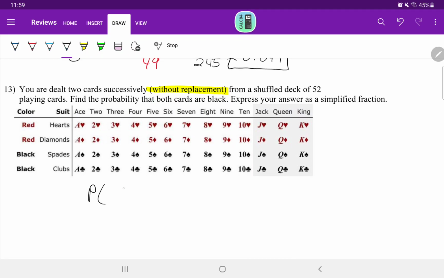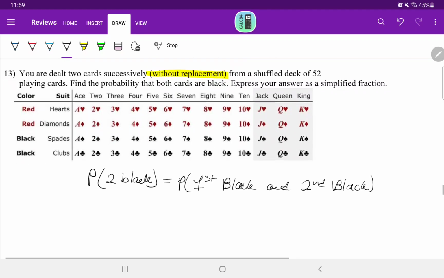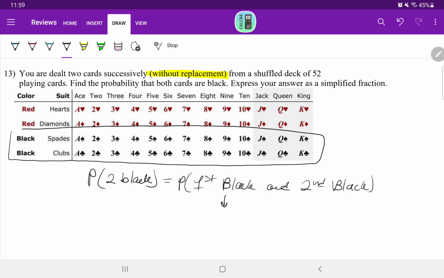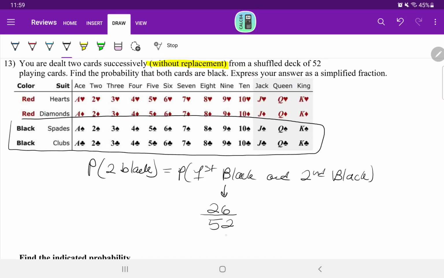So if you want to find a probability of selecting 2 black cards, that equals the probability the first card is black and the second card is black. But remember, the second card is black given that the first one was also black. There are a total of 26 black cards in my deck. So the probability that the first card is a black card is 26 out of 52. And 26 out of 52 can be reduced to 1/2. Because that's half of your deck.